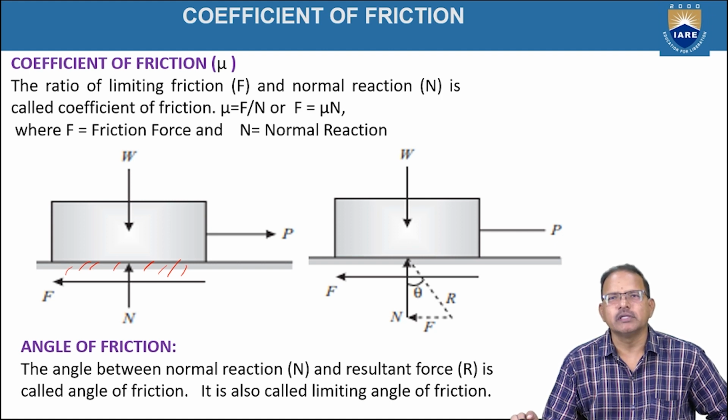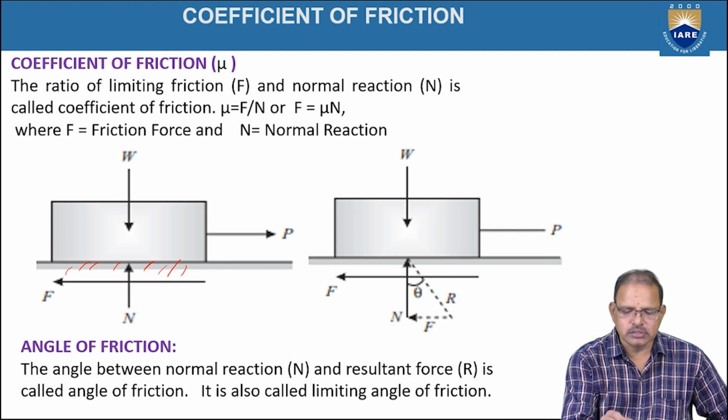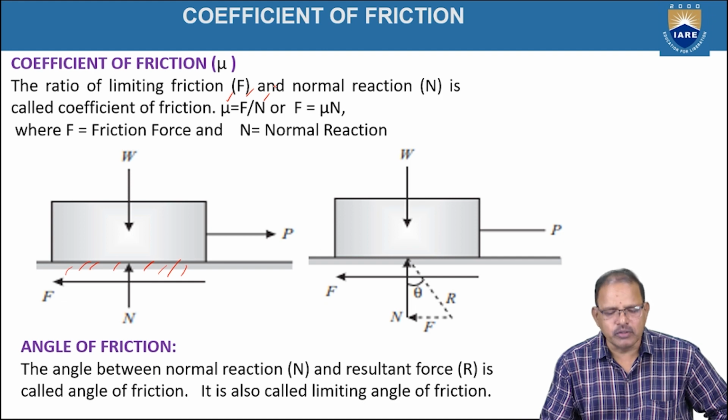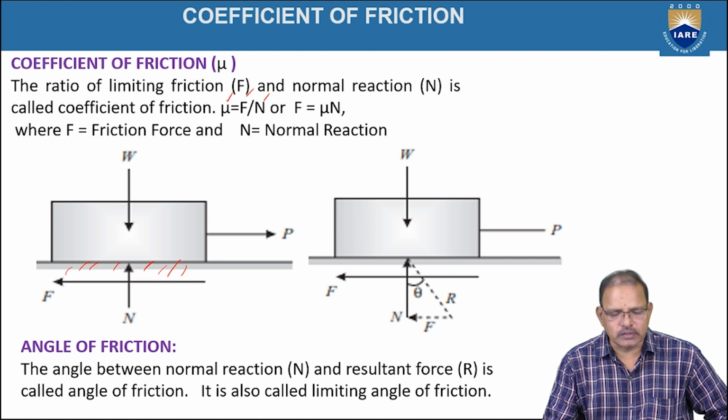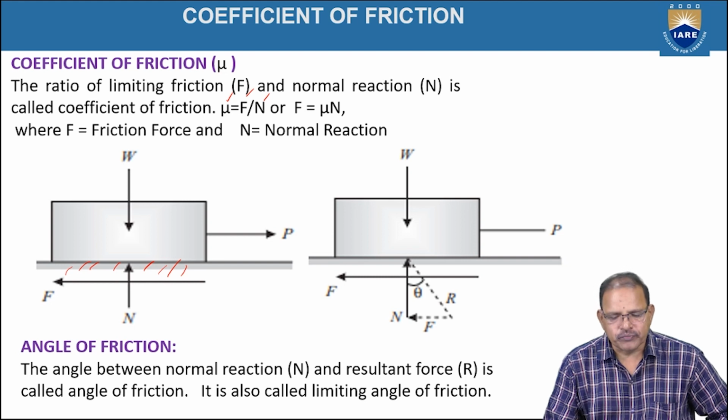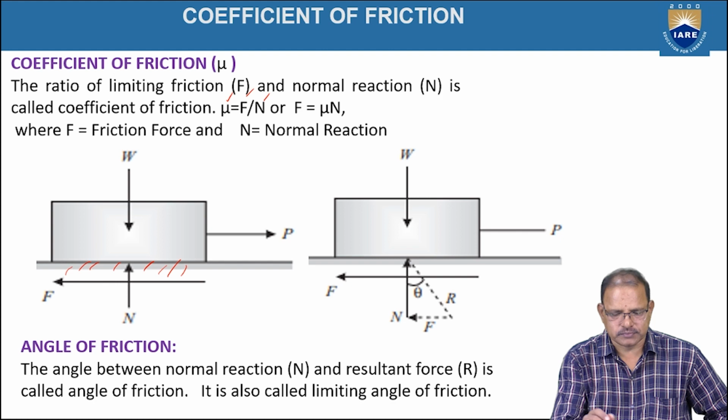The coefficient of friction is defined as the ratio of frictional force to the normal reaction. That is, mu is equal to F by N, where mu is the coefficient of friction, F is the frictional force experienced between the body and the surface, and N is representing the normal reaction.